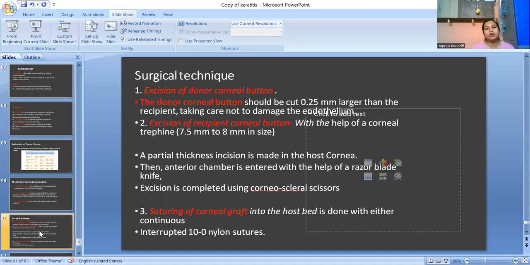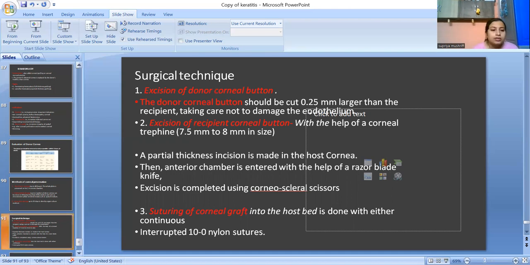Surgical technique: excision of the donor corneal button. The donor corneal button should be cut 0.25 millimeter larger than the recipient. Take care not to damage the endothelium. Second, excision of the recipient corneal button is done with the help of a corneal trephine of 7.5 to 8 millimeters in size. A partial thickness incision is made in the host cornea. Then the anterior chamber is entered with a razor blade knife. Excision is completed using corneoscleral scissors. After this, the corneal graft is sutured into the host bed with either continuous or interrupted 10-0 nylon sutures.